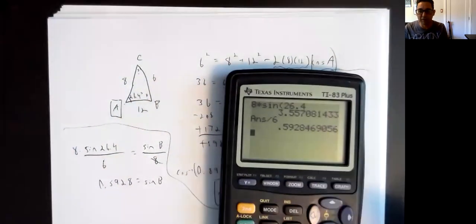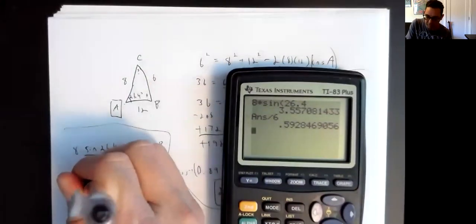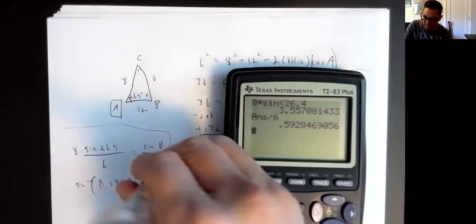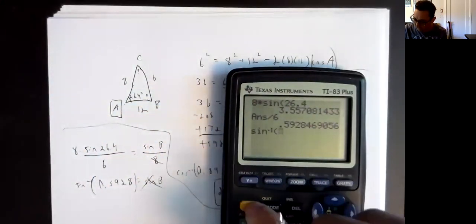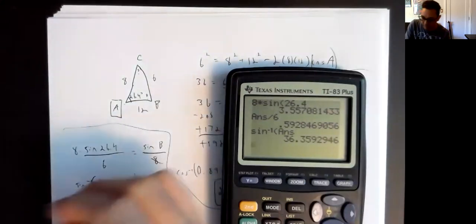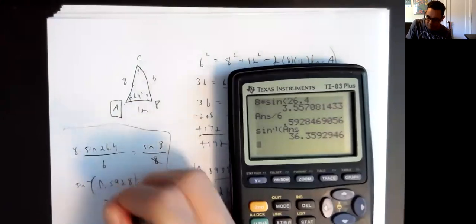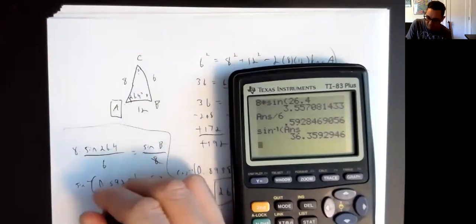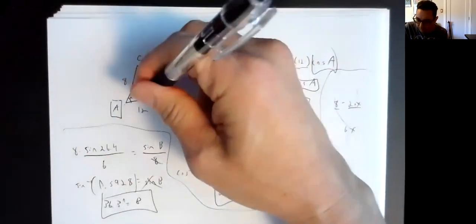Actually, I'll do it right here so you can see everything I did. And again, the opposite is I have to do the inverse sine of both sides. So then that cancels. So B is going to equal the inverse sine of that answer. And so that is 36.3 degrees, approximating to the nearest tenth. So there's my answer for B, 36.3 degrees.